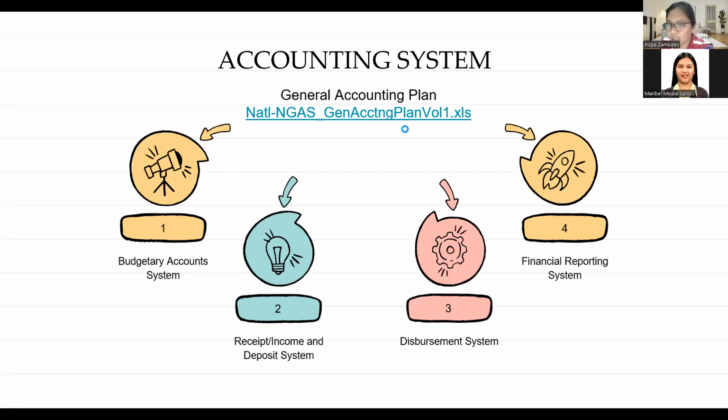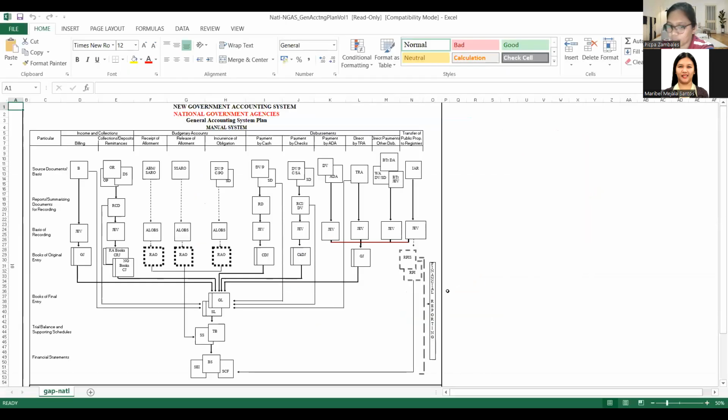Okay, so this is your new government accounting system, or the accounting plan. There is also one for LGUs, but this is for the national government agencies. So this is how it runs.